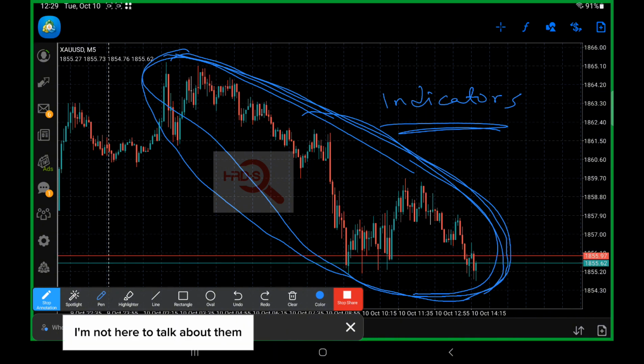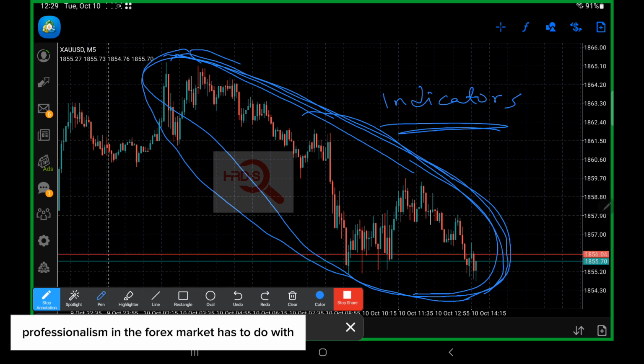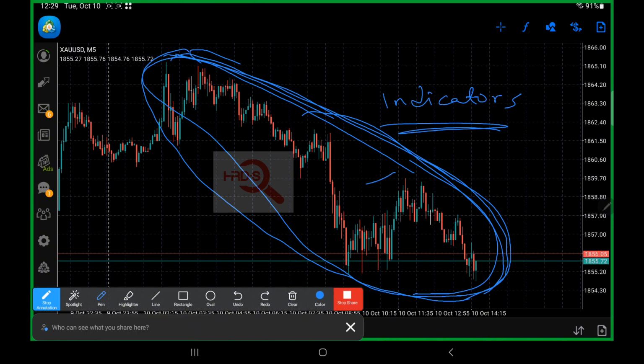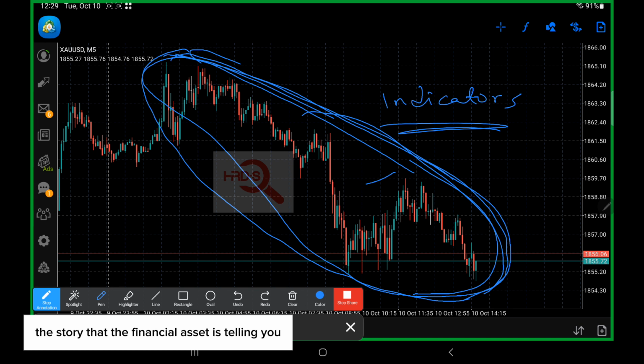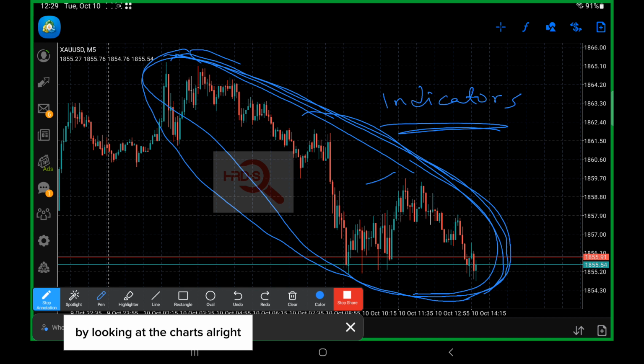I'm not here to talk about them, and by the end of the class, I'm going to give you about 1 or 2 or 3 indicators that may help you to confirm what price action is doing. Professionalism in the forex market has to do with understanding price action, understanding the movement of price, understanding the story that the financial asset is telling you by looking at the graph, by looking at the chart.